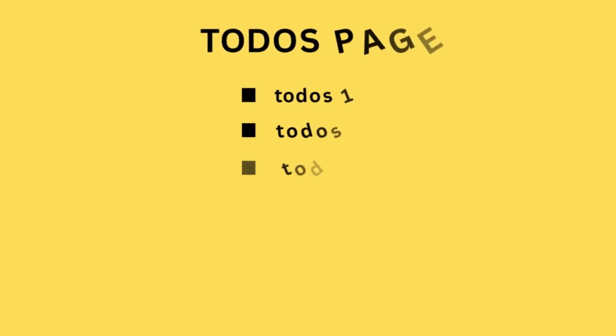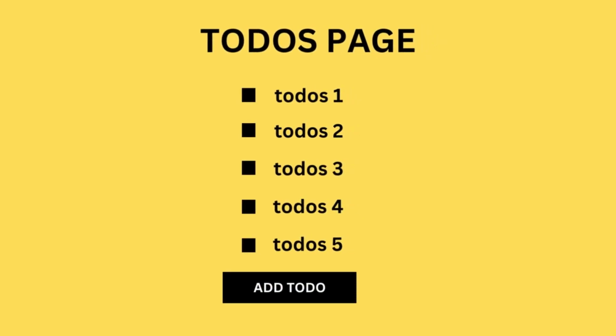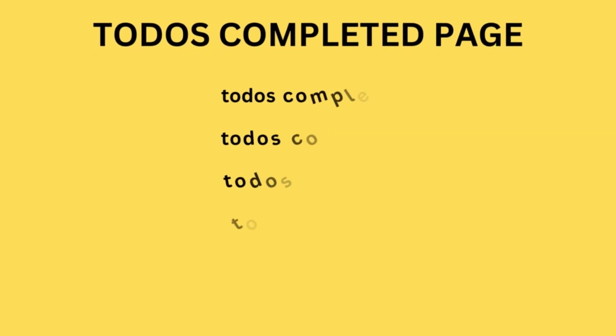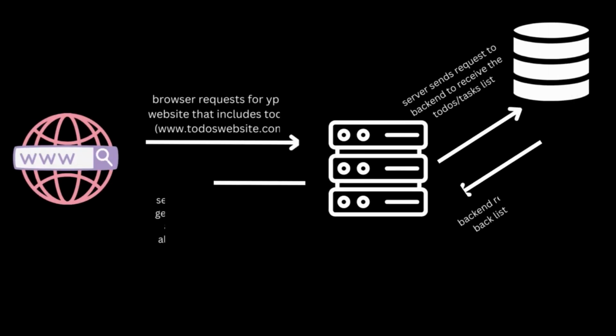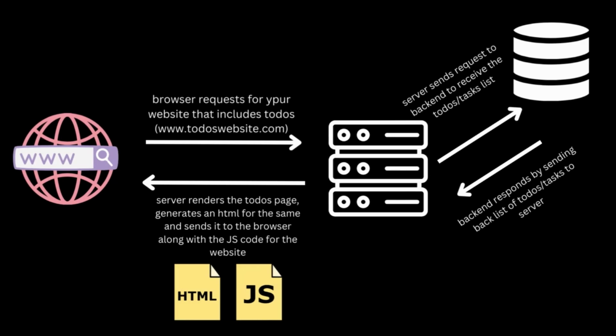Let's take an example, where we have a website consisting of a to-dos page which displays a list of to-dos along with an add to-do button, and a to-dos completed page which displays the list of to-dos completed. Now when the user requests the website in their browser, the server will first fetch the to-dos list from the backend. Then the server will render the to-dos page and send the HTML file to the browser. Along with this, the server will also send the JavaScript code for the entire application. So because of SSR, the browser will be able to immediately show the to-dos page.